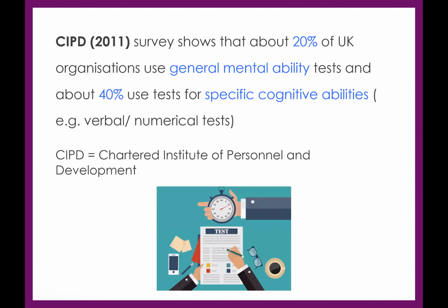The CIPD survey shows that about 20% of UK organizations use general mental ability tests, and about 40% use tests for specific cognitive ability. In most cases, they rely on verbal as well as numerical tests. The Chartered Institute of Personnel and Development shows that organizations use specific cognitive ability tests to screen out candidates in the first stage of hiring. This is quite useful because for some occupations, like accounting and finance, or other numerically related jobs, you can consider including numerical tests.